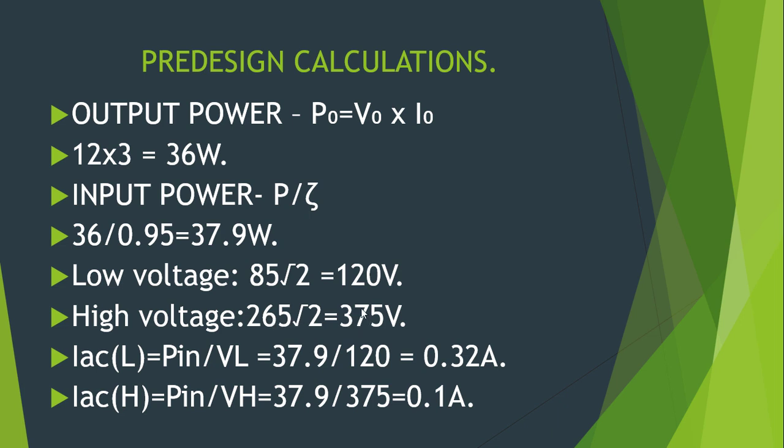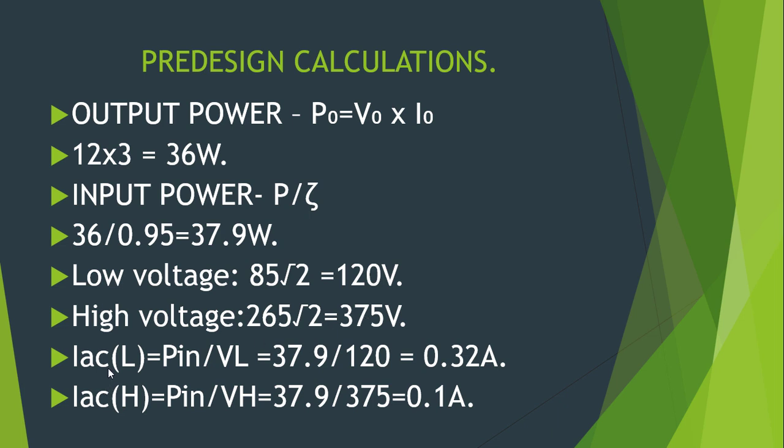So the RMS initially is 85 volts for the low, but then the peak voltage now, in case the amplitude fluctuates, we have 120 for the low voltage. Now for the high voltage, in case the amplitude fluctuates too, we are having 375 volts.